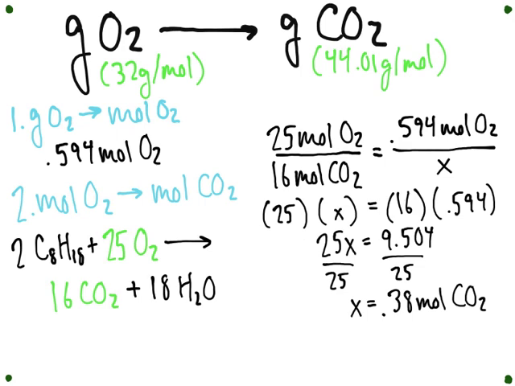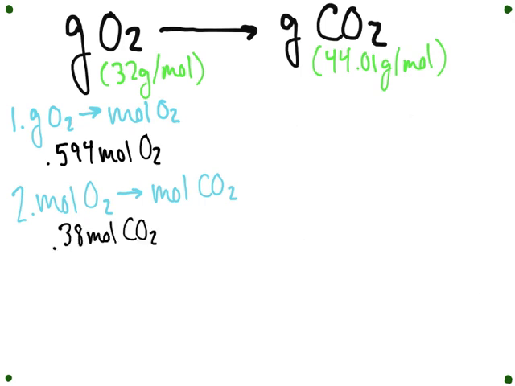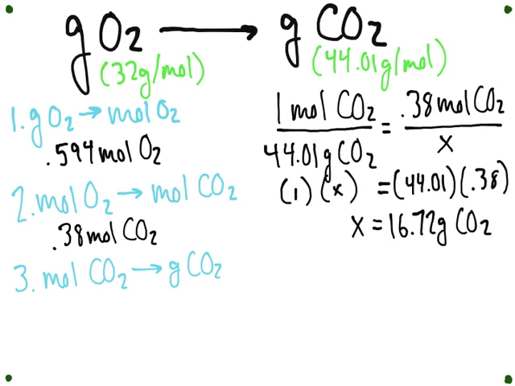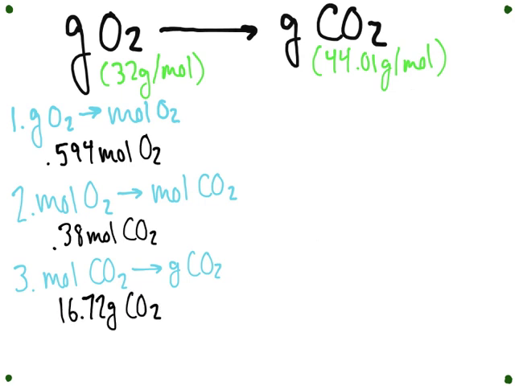So in our equation, there are 0.594 moles of oxygen and 0.38 moles of carbon dioxide. Now, the question is asking for the mass of this product, so we need to turn these moles into grams using the molar mass of CO2. If in every mole of CO2 there are 44.01 grams, then how many grams are in 0.38 moles? Perform the same process and we're left with 16.72 grams of CO2. So the answer is that in our reaction, we produce around 17 grams of CO2.